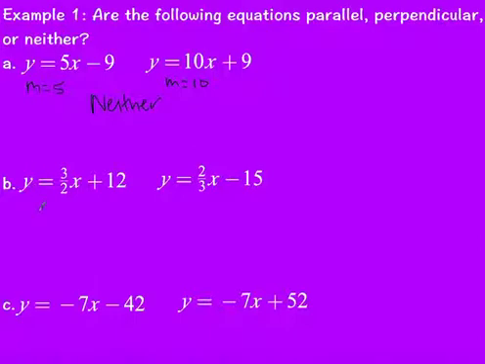For b, we've got y equals 3/2x plus 12, so the m would be equal to 3/2. For the second equation, we've got y equals 2/3 x minus 15, so the m would be equal to 2/3. We can see that they are flipped fractions of each other. However, they don't have different signs. Because they have the same sign, even though they're reciprocals, they're not opposite reciprocals, which makes them neither parallel nor perpendicular.